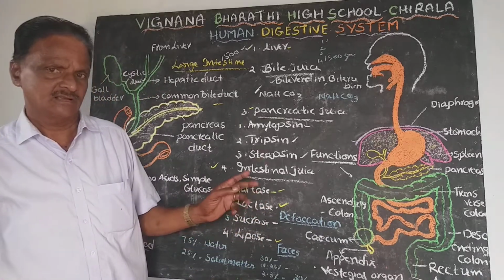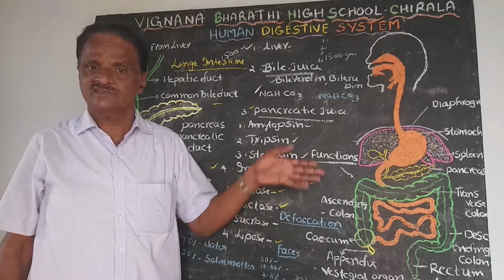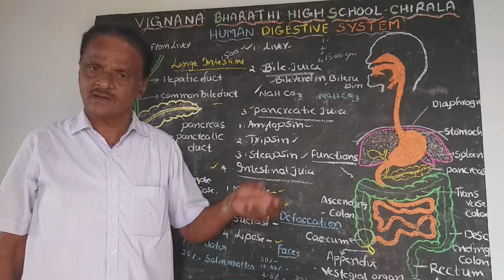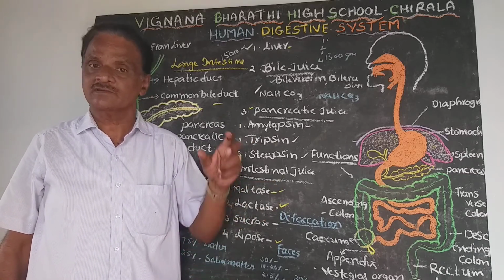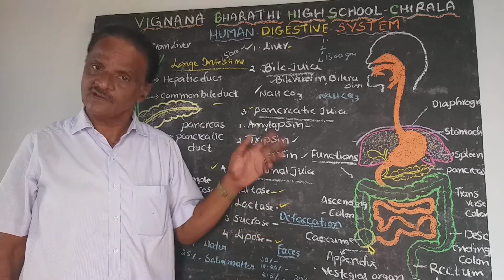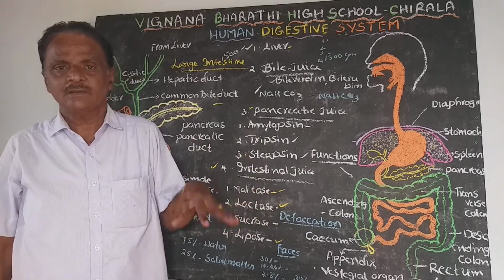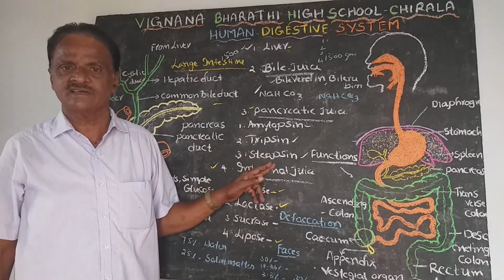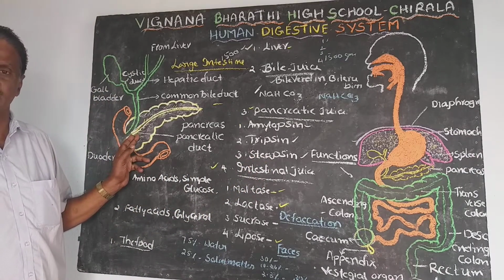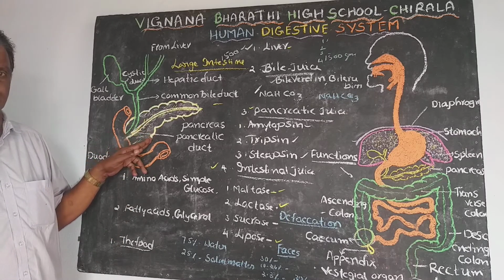Next is the bile salts. The bile salts reduce the surface tension of the fats and break them into tiny droplets. That is called emulsification. It increases the surface area for the action of the enzyme.